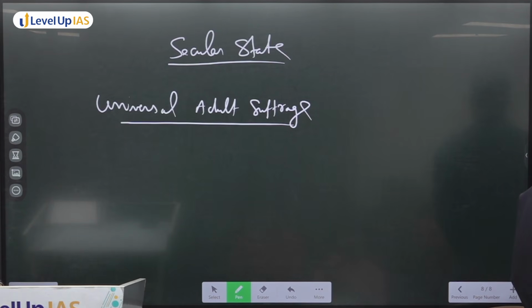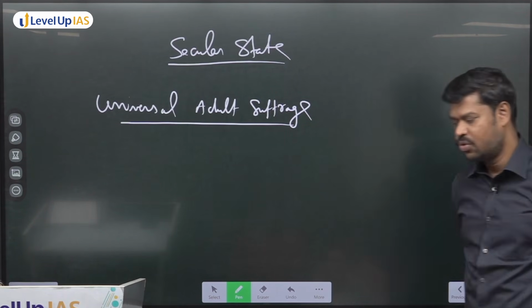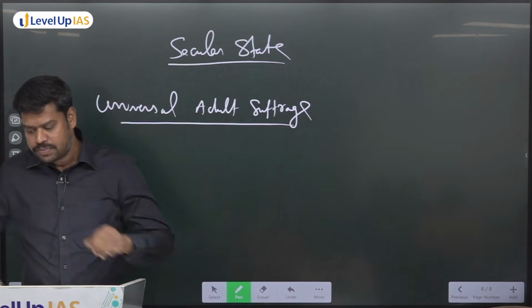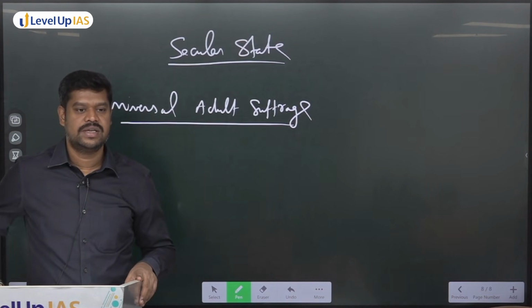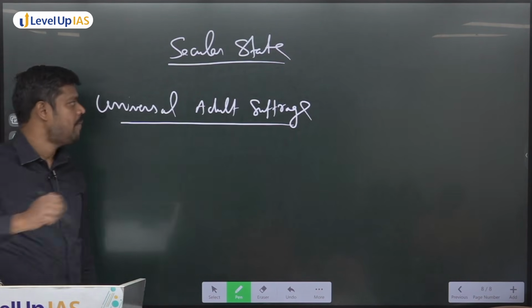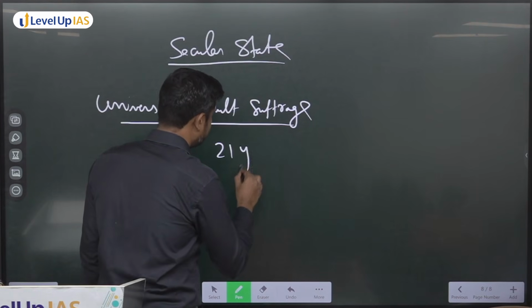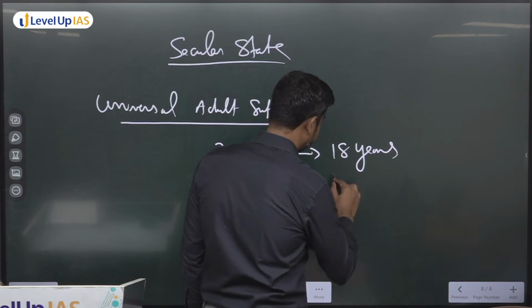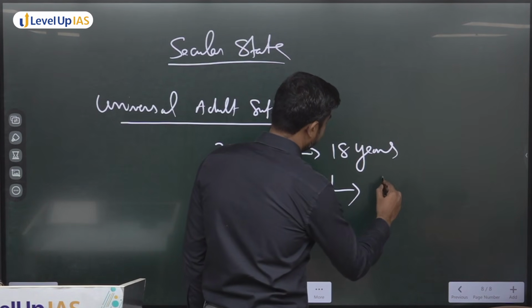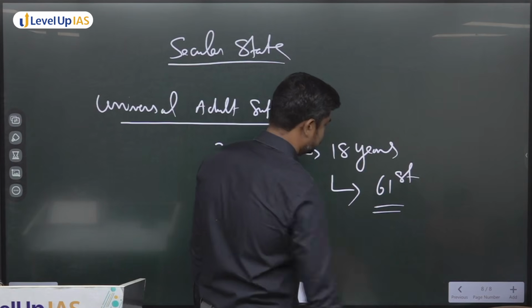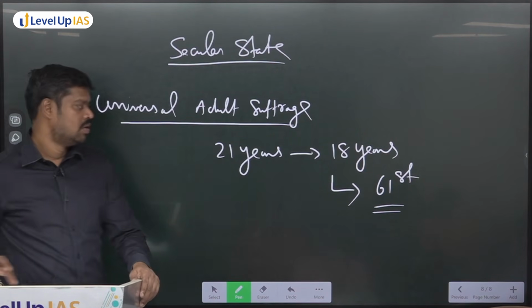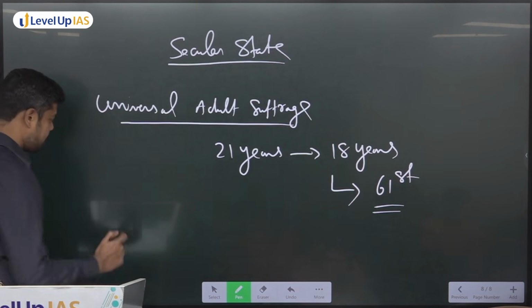But in the original constitution, it was not 18 years of age. What was there in the original constitution? It was 21 years. And when was this 21 years reduced to 18 years? Very good. It was by the 61st Constitutional Amendment Act. So this 21 years has been reduced to 18 years by the 61st Constitutional Amendment Act. So just try to remember the amendment. Sometimes they can ask it in the prelims examination. Alright, so what is the next topic? Single citizenship.